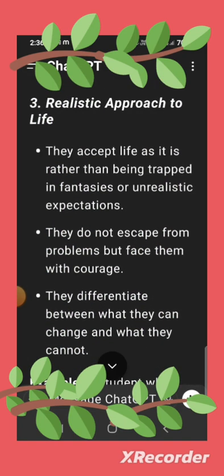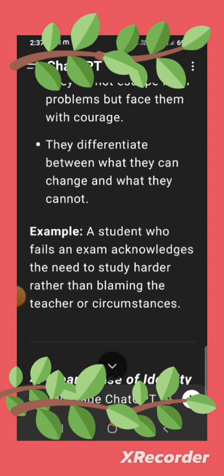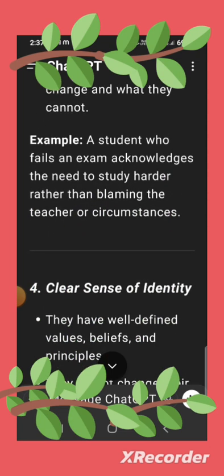A realistic approach to life. They accept life as it is rather than being trapped in fantasies or unrealistic expectations. They do not escape from problems but face them with courage. They differentiate between what they can change and what they cannot. Example: a student who failed an exam acknowledges the need to study harder rather than blaming the teacher or circumstances.